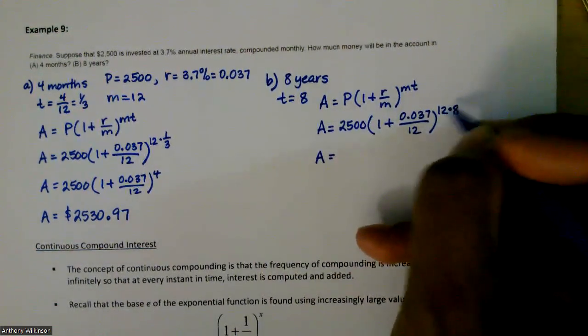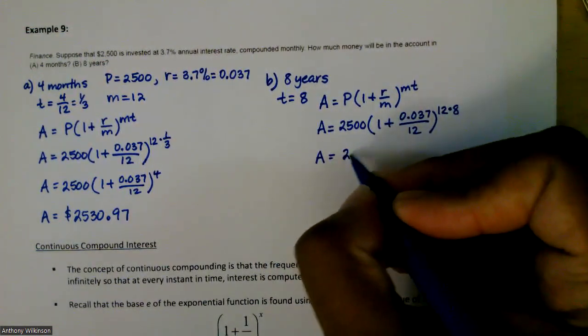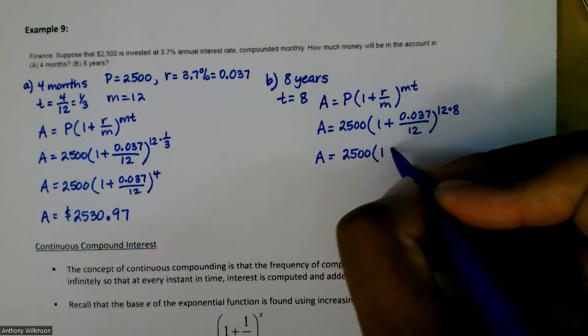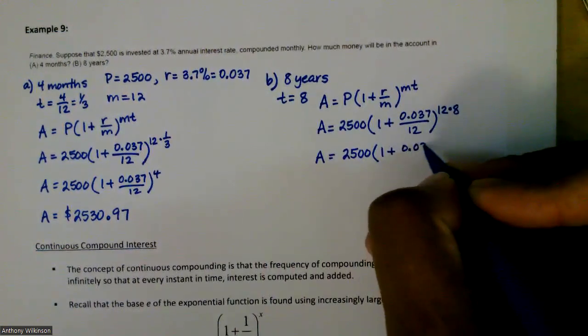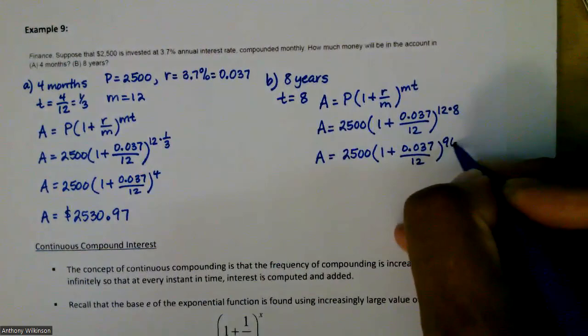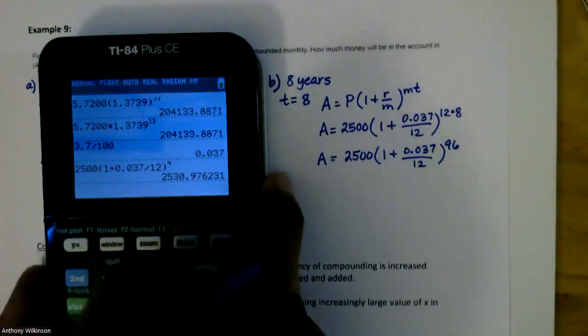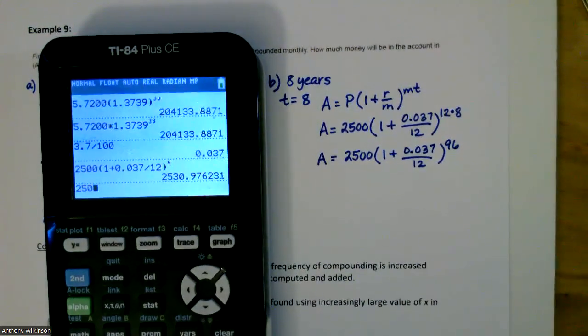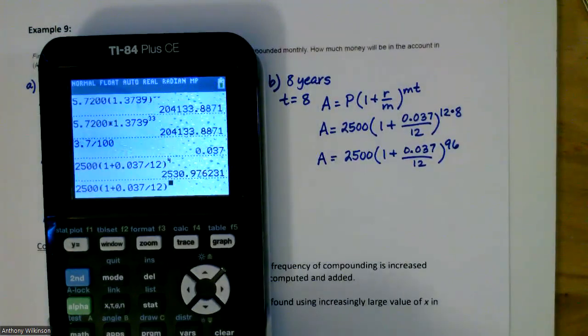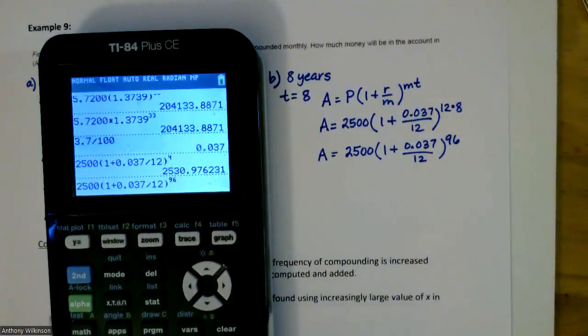And if you want to, you can do 12 times 8, which is 96. So A is equal to 2,500 times 1 plus 0.037 divided by 12. That's raised to the 96th power. And then enter that in the calculator. So 2,500, then left parentheses, 1 plus 0.037 divided by 12, close parentheses, then press the hat key for your exponent, 96.